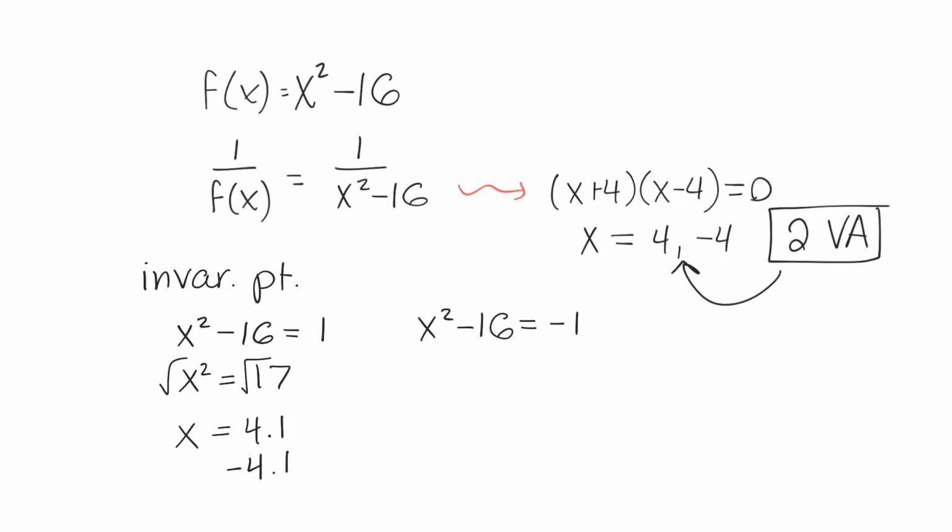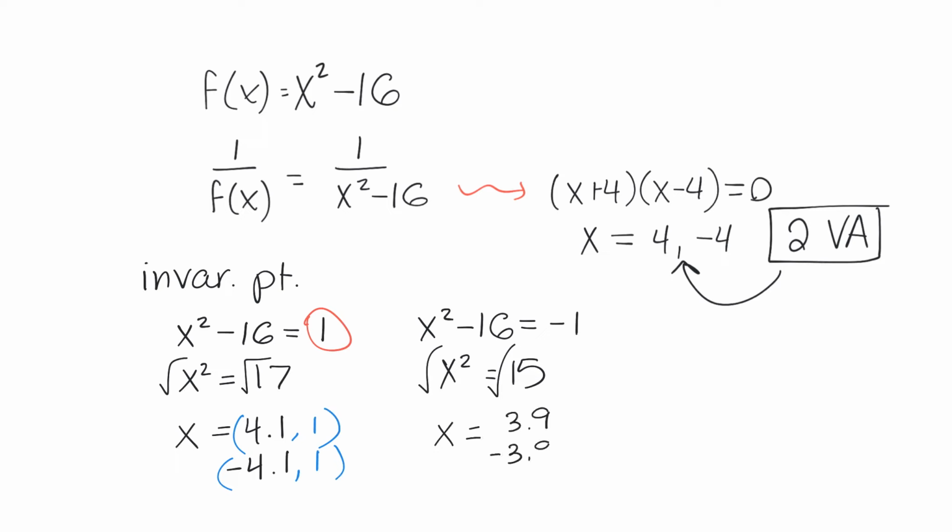So you still just used 1 as your y value. The coordinates are (4.11, 1) and (-4.11, 1). And then same deal over here. Do that again. Move your 16 over, and now you have x squared equals 15, take the square root. So x equals, I don't know, we're going to say 3.9 and -3.9, and your y value on that is -1, right?